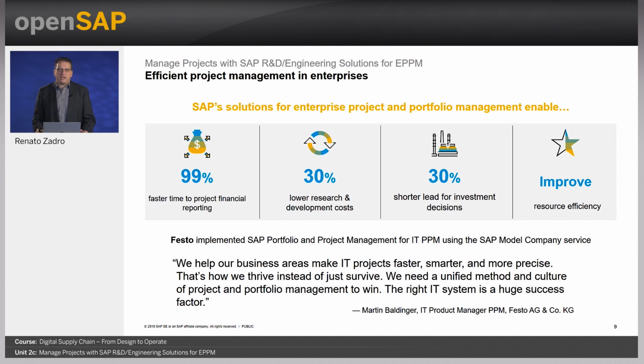Other customers managed to reduce development costs for new products. The reason for this was mainly because these companies were able to better coordinate task execution across teams which are distributed around the world. Due to the ability to access information for portfolio and projects in real time, PMO organizations were also able to reduce the lead time for investment decisions by 30%. As mentioned by Festo, who is an automotive supplier and one of the reference customers for EPPM in S/4HANA, they are convinced that with the right IT solution for project and portfolio management, projects will become faster, smarter, and more precise.